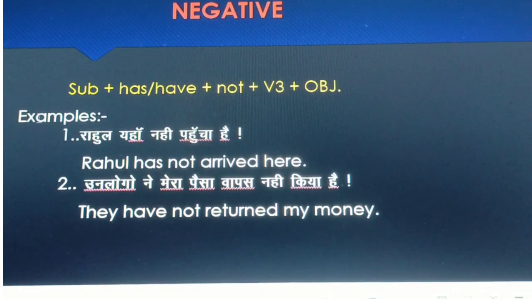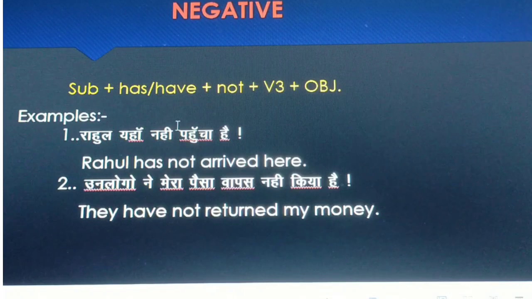Now let us do some examples. राहुल यहाँ नहीं पहुँचा है और राहुल यहाँ नहीं पहुँच चुका है. The subject is Rahul. Subject is singular, that is why has singular auxiliary verb is used. Rahul has not. Verb is पहुँचना, that is arrive, arrived, arrived. Third form of verb is arrived.